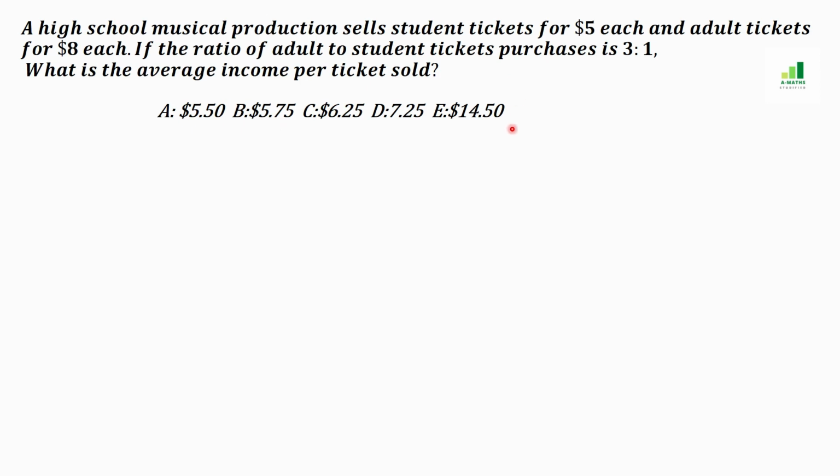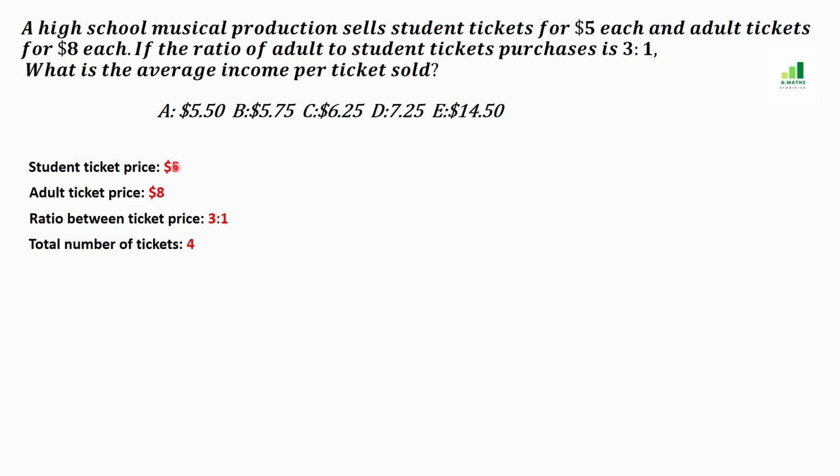So we can see that the student ticket price is equal to $5, and the adult ticket price is $8. The ratio between the tickets of adult and student is 3:1. It means that 3 parts are for adult and 1 part is for student. So the total number of tickets will be 4, because 3 plus 1 is equal to 4.